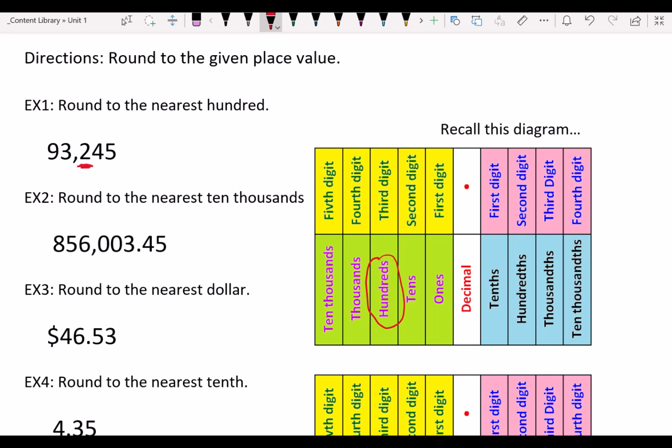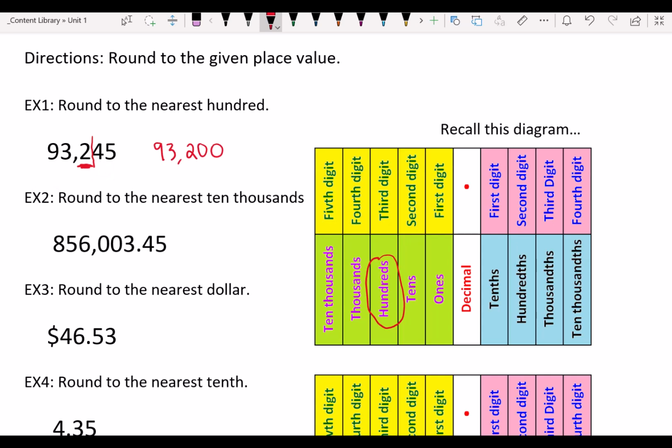And I always look to the right of the 100. If that number is 5 or more, we make this number here larger. If it's less than 5, we let it rest. So because 4 is less than 5, we're going to keep it as 93,200. And that's rounded to the nearest 100 spot.